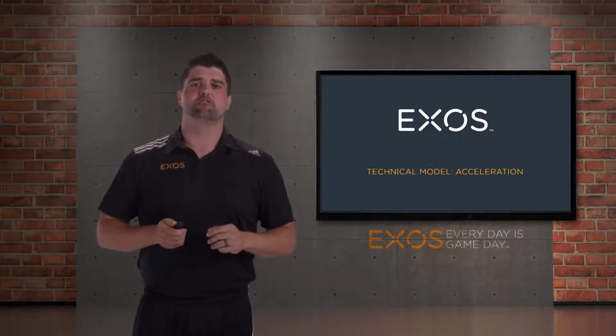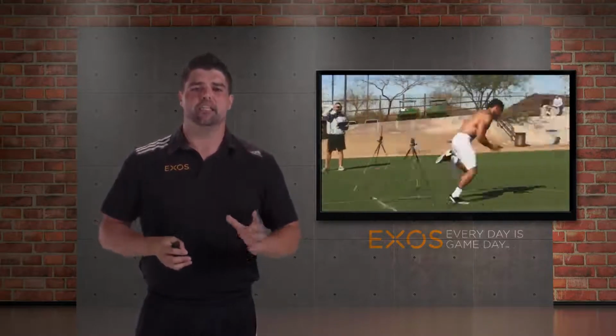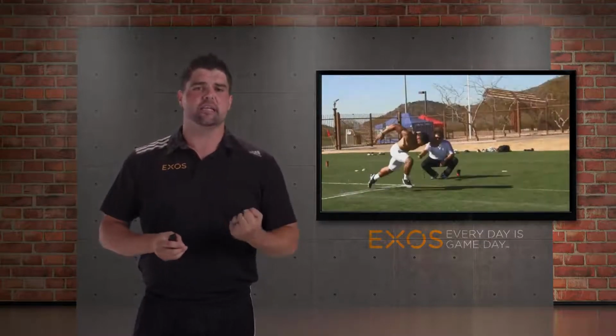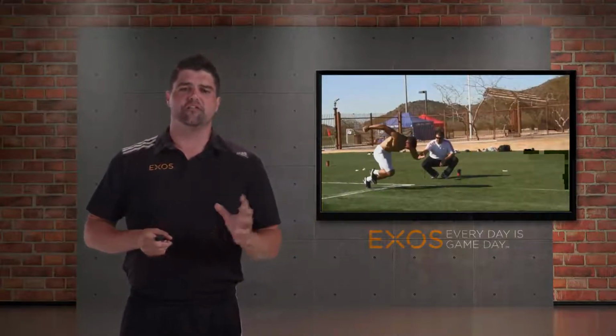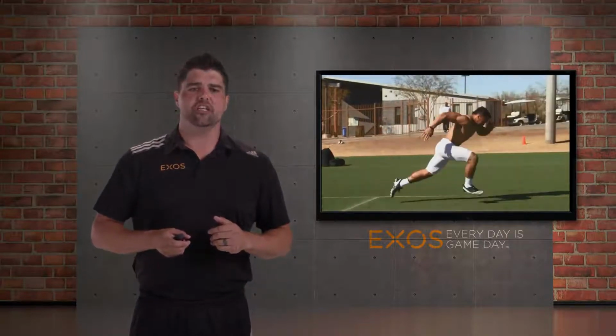Now, the best way to observe a technical model is seeing it done for real. So let's take a look at one of our athletes accelerating. I'll provide some context around what you're seeing, deconstruct it, and then we'll kick back into showing you a video again. So this athlete that we're observing right here actually was able to run roughly 4.41 seconds at the Pro Football Combine.